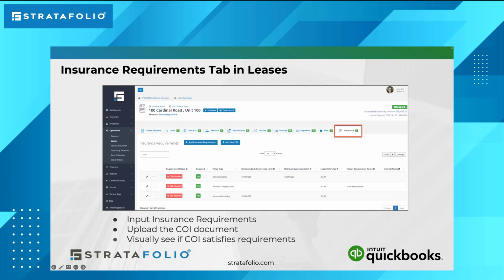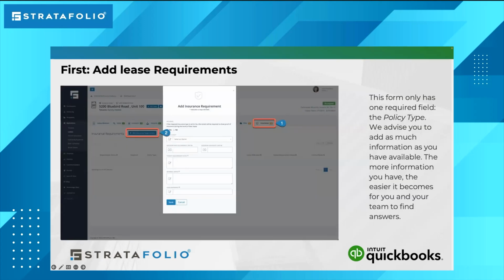We are going to cover how to input the requirements and upload the COI, as well as the visual view of the entire portfolio. There are a few places that we can add insurance requirements. You can add them from the lease abstract or from a tenant insurance view, which we see here.